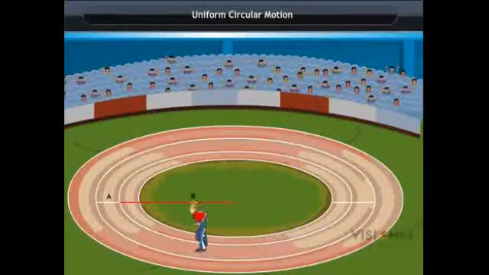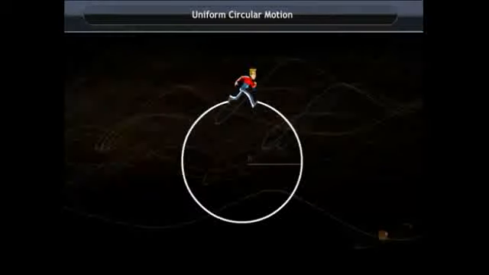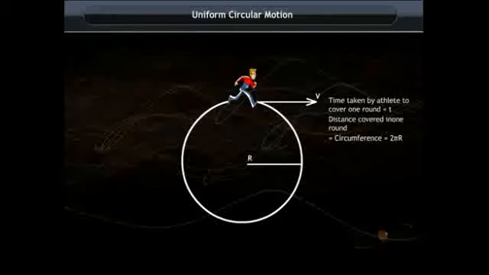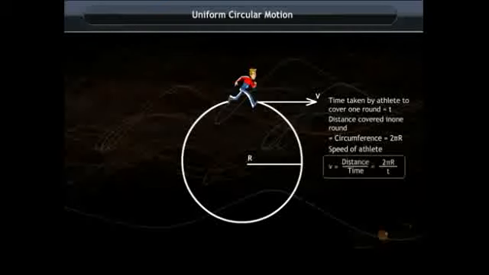Consider an athlete moving along a circular track of radius r. Consider any point A on the track. Direction of velocity at any point A is along the tangent to the circle at point A. Time taken by the athlete to cover one round is equal to t. Distance covered in one round is equal to circumference, which is 2 pi r. So speed of the athlete v is equal to distance by time, that is 2 pi r by t.